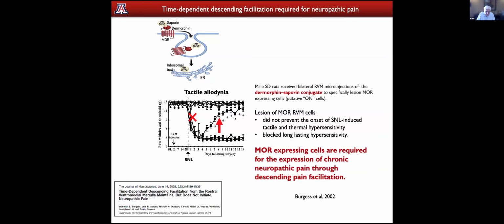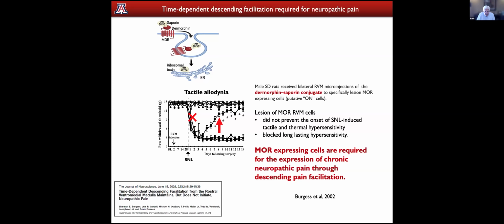And so this was sort of a surgical deletion of cells in the rostral-ventral medial medulla that expressed the mu opioid receptor. And so we did this experiment. It was a prevention experiment. We first injected the dermorphin-saporin, and then we waited 28 days, and then we performed spinal nerve ligation. These studies were done in rats. I'm showing you the tactile allodynia, but the thermal hyperalgesia is exactly the same.